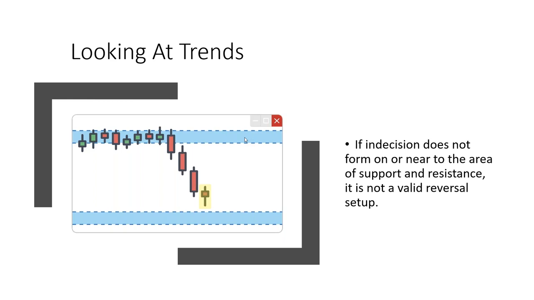Now, if the indecision does not form on or near the area of support or resistance, it is not a valid reversal. So you can see here in this downtrend that we got the reversal candle, but it's not at your resistance or your support area down below. So we don't have a setup. We just keep on moving forward.